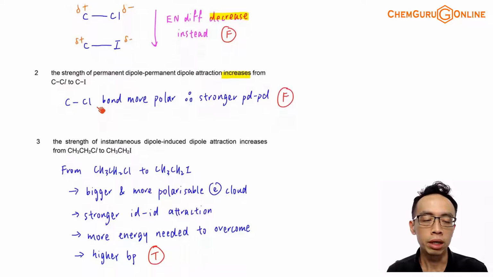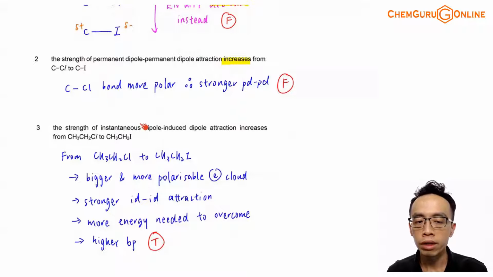How about number 3? Statement number 3, the strength of instantaneous dipole-induced dipole attraction increases from CH3CH2Cl, which is my chloroethane, to CH3CH2I, iodoethane. Now, this statement makes sense because we've talked about it previously. We understand that the boiling point trend is related to electron cloud size. So therefore, the dominant IMF should be ID attraction. And to explain how the increase in electron cloud size affects ID attraction and the boiling point, the explanation is here.